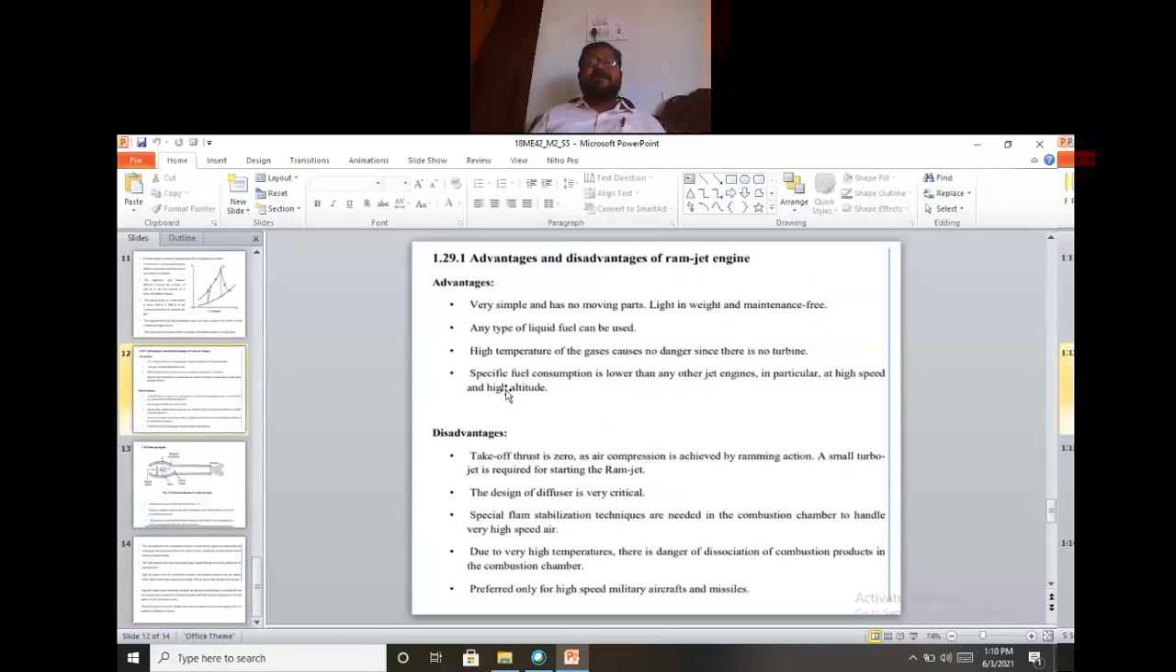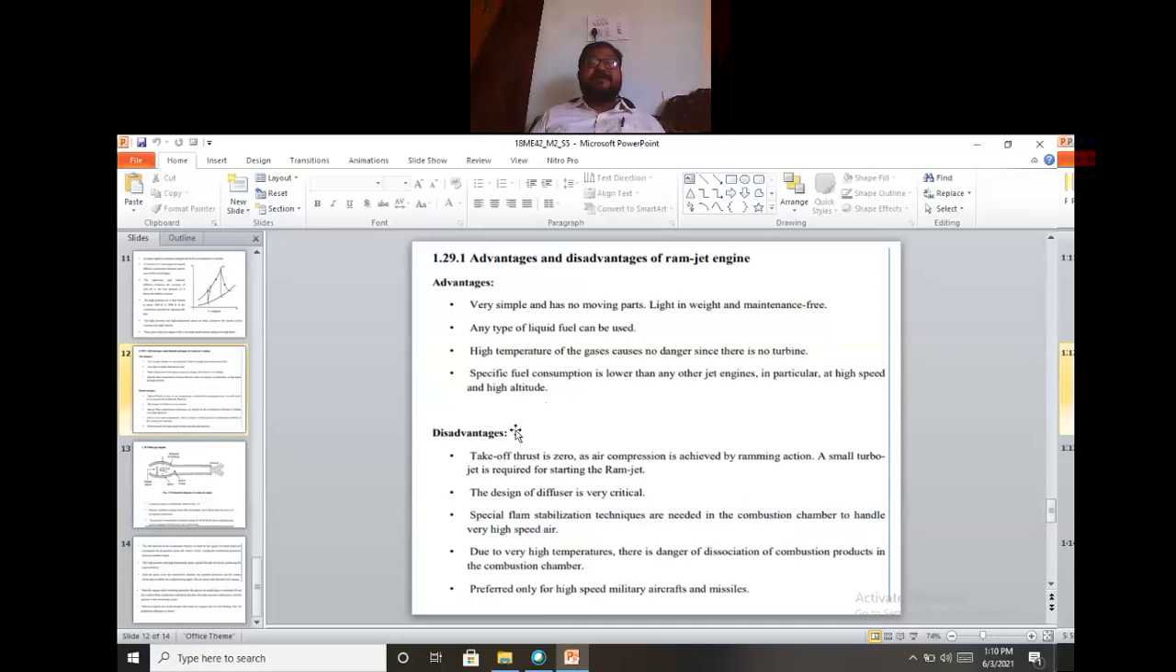Some of the advantages of the ramjet aircraft engine are that it is very simple and has no moving parts, is light in weight, and is maintenance free. All types of liquid fuels can be used. High pressure gases cause no danger, as there is no turbine. Specific fuel consumption is lower than in other jet engines, in particular at high speed and high altitude.